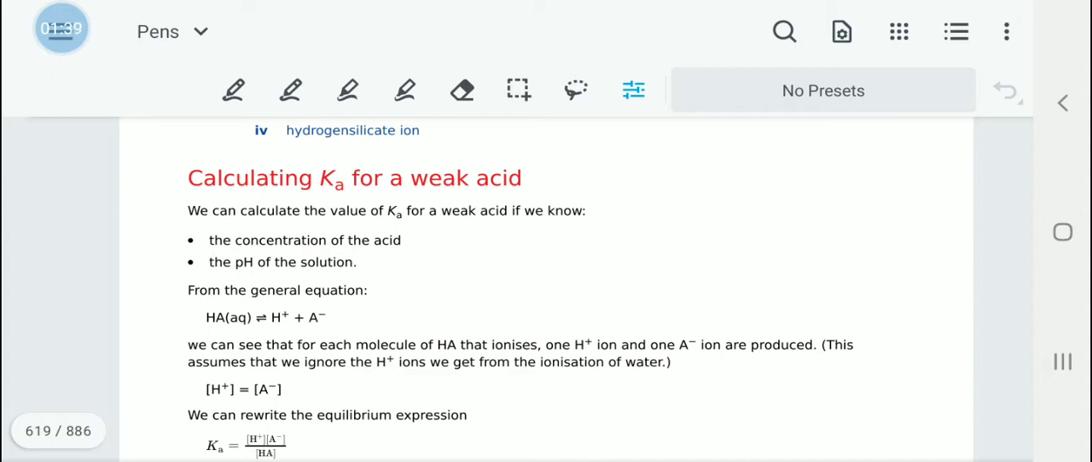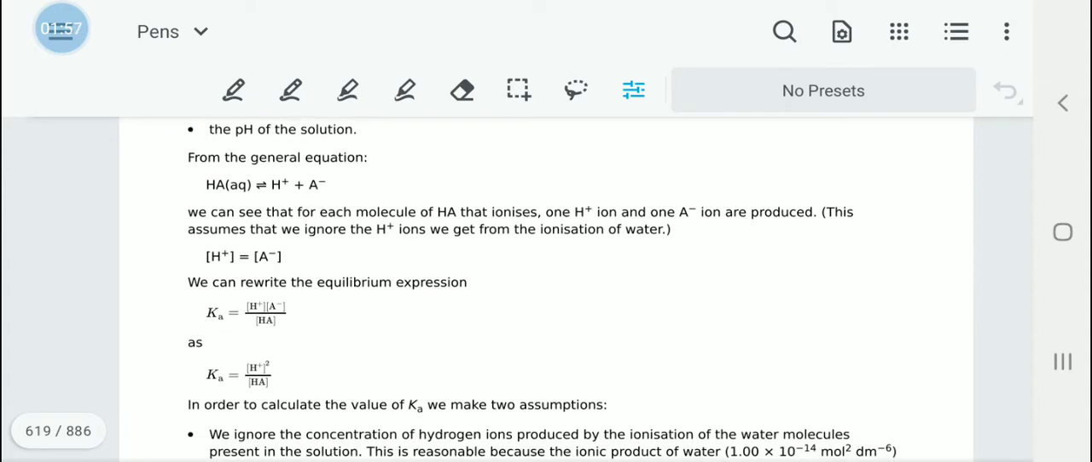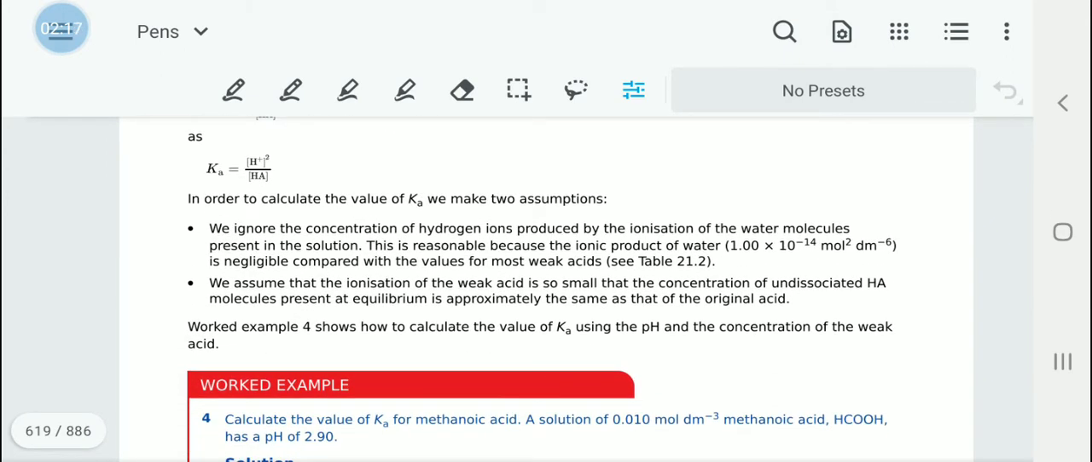So when HA is a monobasic acid and it dissociates, you know that one H+ ion and one A- ion would be produced. In this situation, we have disregarded the H+ ions that we get from water. So the H+ ion concentration is equal to the A- ion concentration. From that we can write Ka equals [H+][A-] divided by [HA]. Then Ka can be written as [H+] squared over [HA].